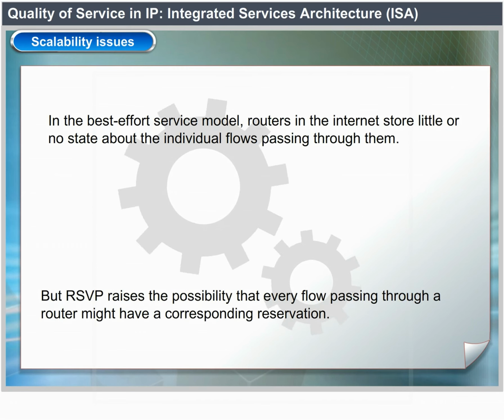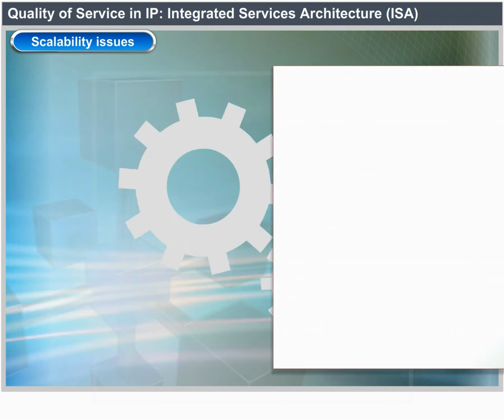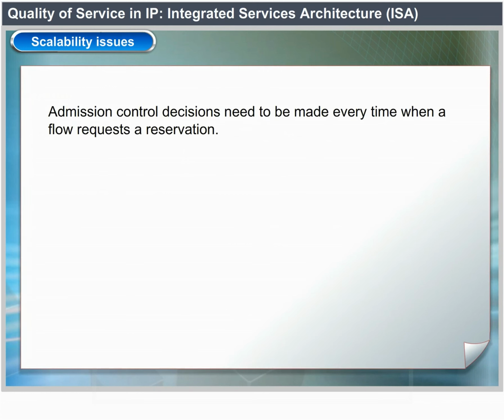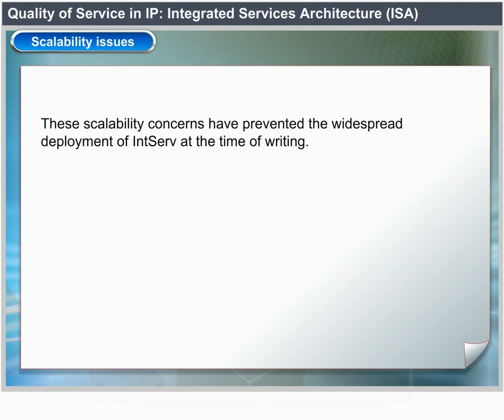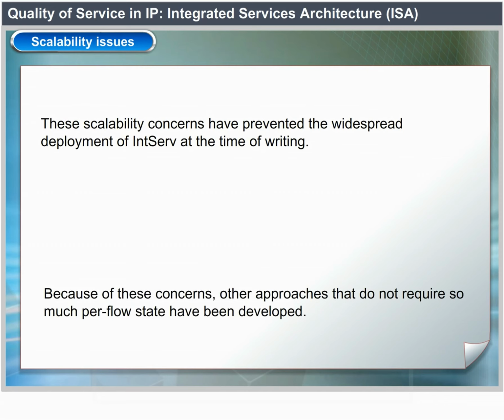Admission control decisions need to be made every time such a flow requests a reservation, and some mechanisms are needed to push back on users so that they do not make arbitrarily large reservations for long periods of time. These scalability concerns have, at the time of writing, prevented the widespread deployment of IntServ. Because of these concerns, other approaches that do not require so much per-flow state have been developed.